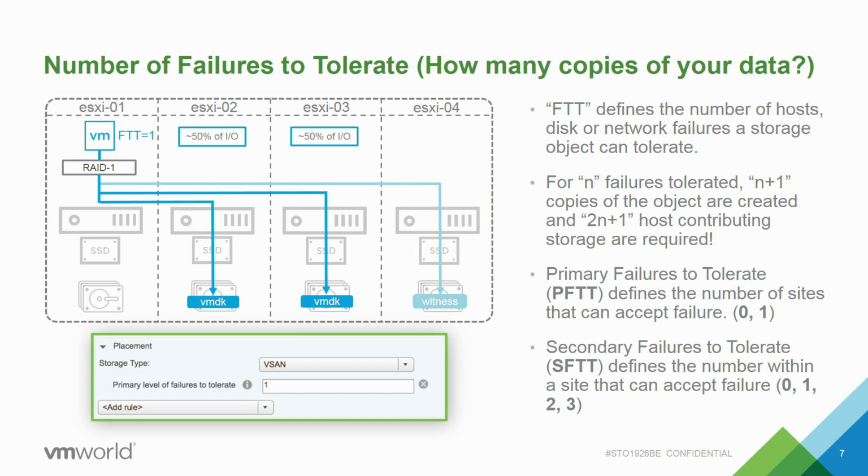Digging in a little bit on number of failures to tolerate, our primary failure to tolerate in a normal environment is going to be either 0, 1, 2, or 3. 0 is always going to be a RAID 0. 1, in a hybrid environment, will always be RAID 1, and in all flash, you have the option to add an erasure code for RAID 5, 6. And if it's set to 3, it's always going to be a mirroring option with 4.